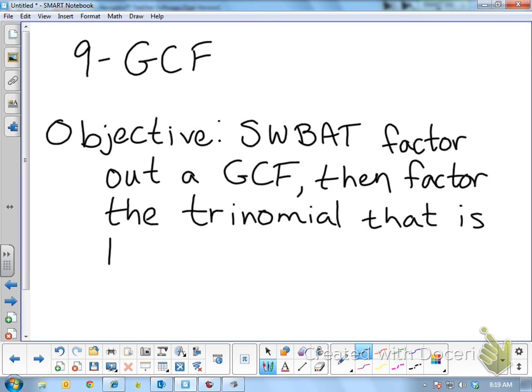Now we don't have to do these two things together. We can just do greatest common factor, or we can just factor a trinomial. So we're going to see both. We're going to see just factoring a greatest common factor. We're going to see factoring the greatest common factor, then needing to factor a trinomial. Or we might just see factoring a trinomial itself. Remember, a trinomial is 3 terms.